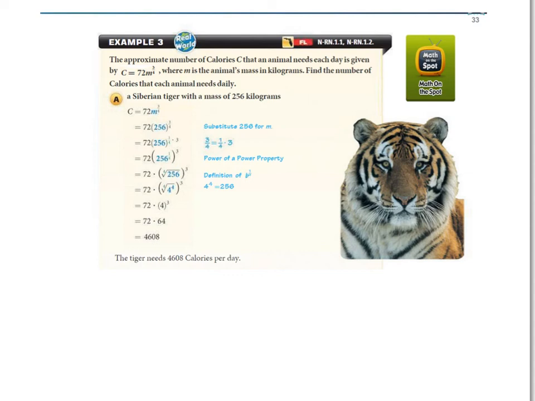So the Siberian tiger with the mass of 256, we replace the m with 256, and it's to the 3/4. So that means I've got 256 inside the radical house, 3 inside with it, 4 outside. The fourth root of 256 is 4. Cube that 4, which is where they got the 64, and then multiply it times the 72 that was part of the formula to get 4,608. So again, it's the same process, it's just simply using a formula.